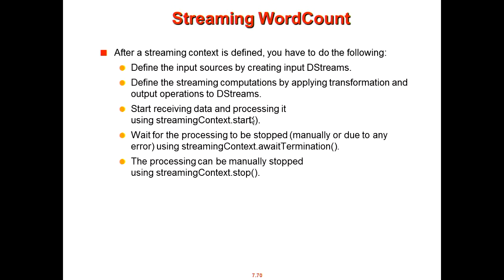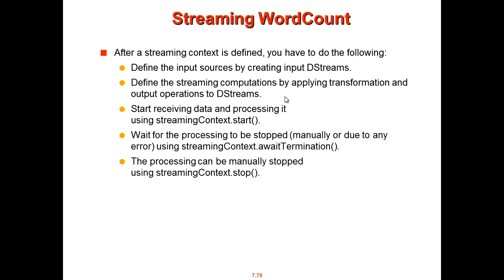And next we need to start the job, right? So we use the streaming context start. We begin to receive the data and process the data, and wait for the process to be stopped, either manually or due to some errors, using this await termination. We can manually terminate the program, or maybe the source stops sending the data to your program, then it will also terminate.